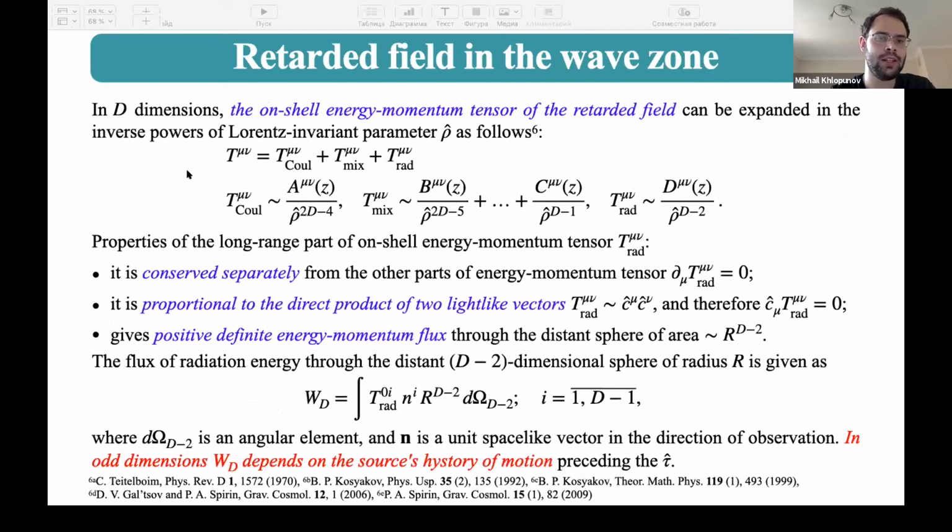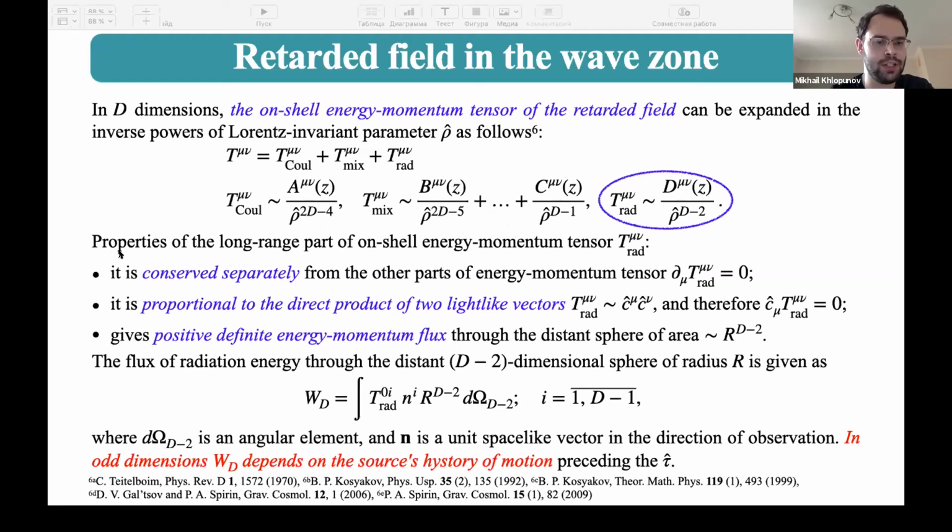The first one is the energy momentum tensor of the deformed Coulomb part of the field. The second one is the mixed part of the energy momentum tensor, and it consists of more than one term in dimensions higher than 4, and it is absent in dimension 3. And the last term is a long-range part of the on-shell energy momentum tensor, and it has properties which allow us to associate this part of the energy momentum tensor with the energy momentum tensor of radiation.